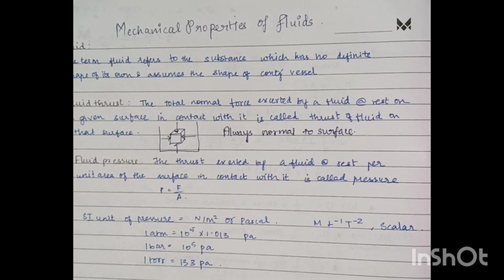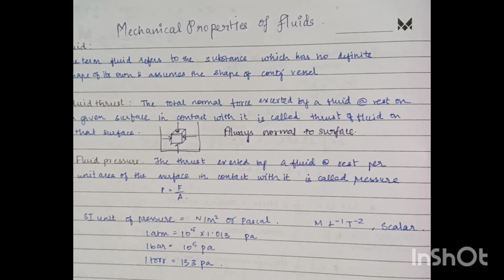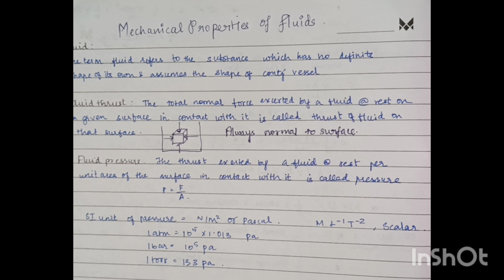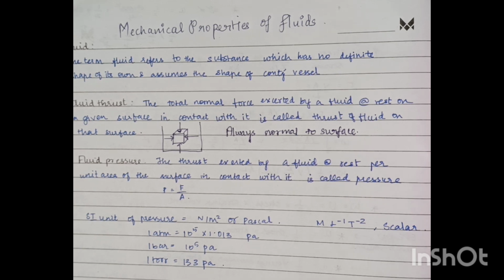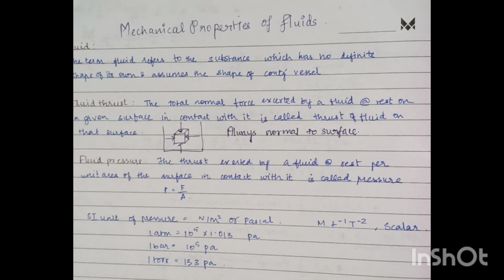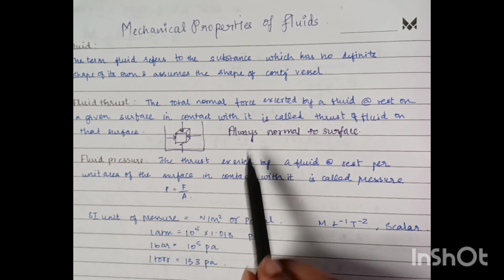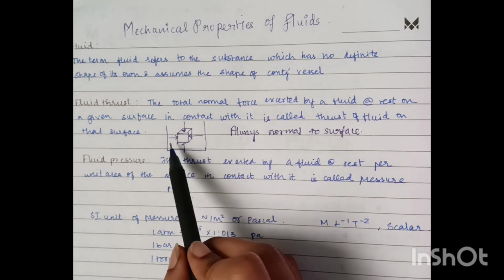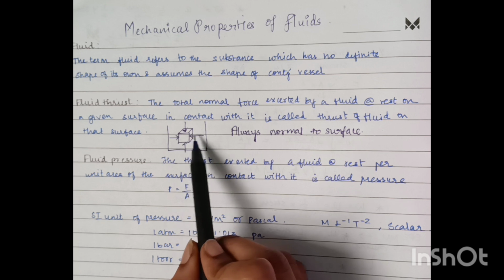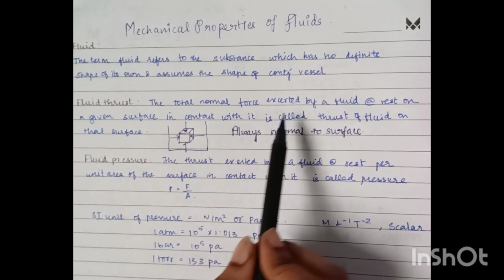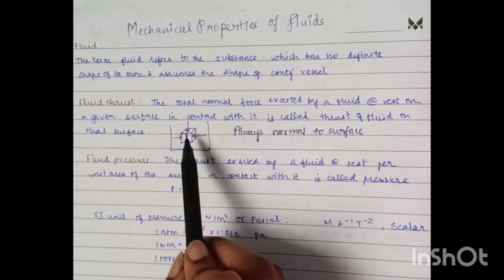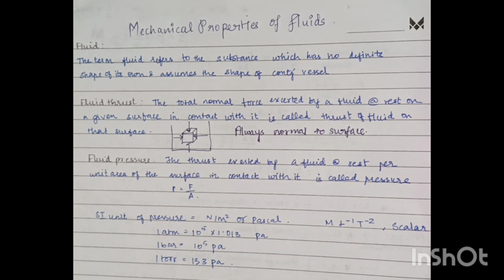What is fluid thrust? It is the total normal force exerted by a fluid at rest on a given surface in contact with it. That is called thrust of the fluid on that surface. So this is always normal to the surface. If you see, this is a cube and the force by the fluid is always normal to the surface in contact. Okay, so please note that.